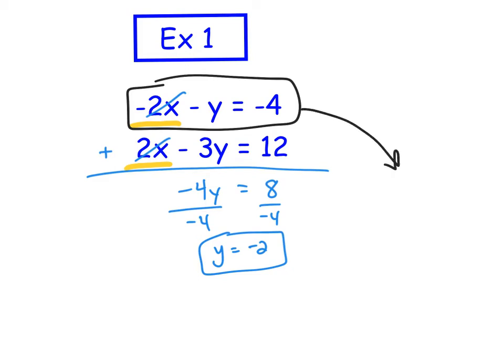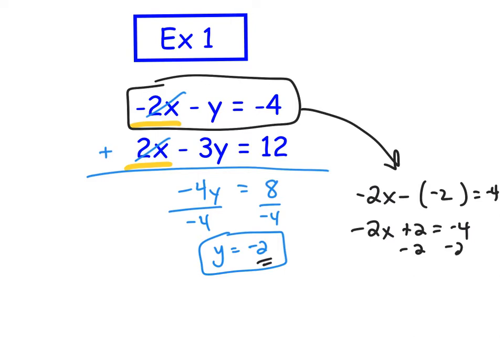I'm going to rewrite it here. It's negative 2x minus, and we already know what y is, so I'm going to put negative 2 in for y. That's what we just solved for. So we've got negative 2x minus negative 2, which is plus 2, equals negative 4. Then I'm going to subtract 2 from both sides. I've got negative 2x equals negative 6. Then divide by negative 2, and I get x equals 3.